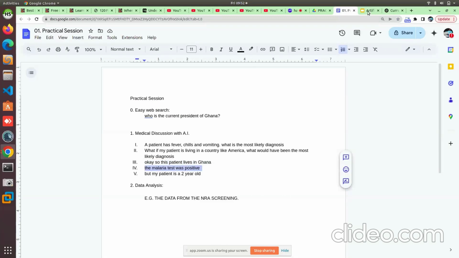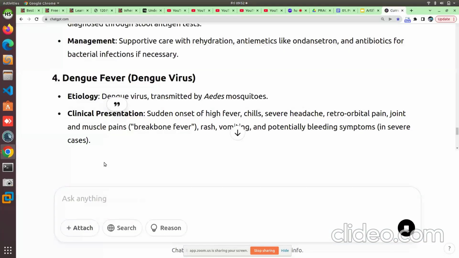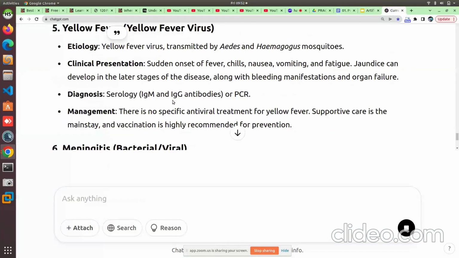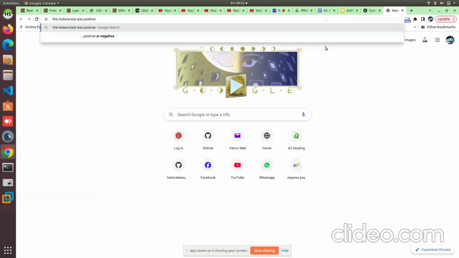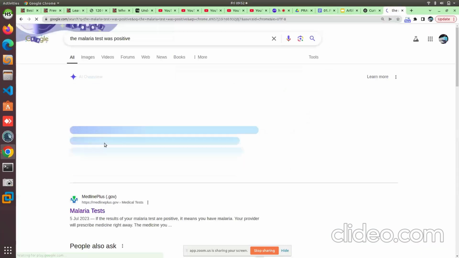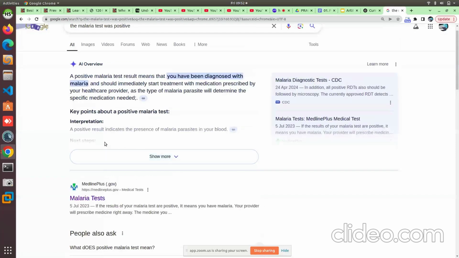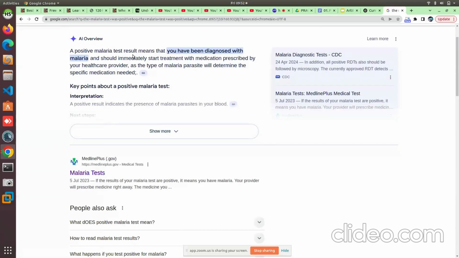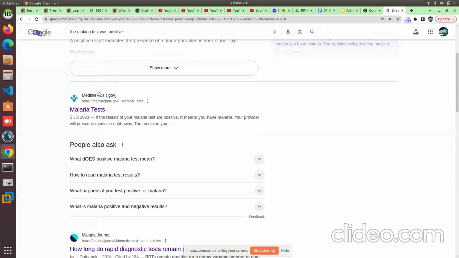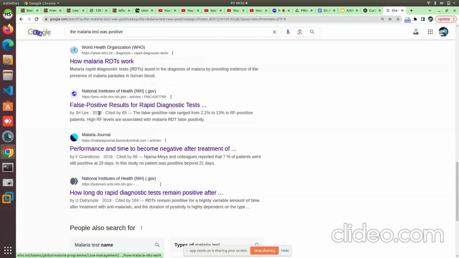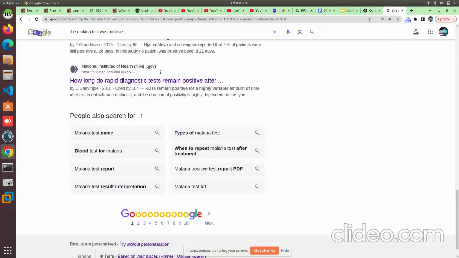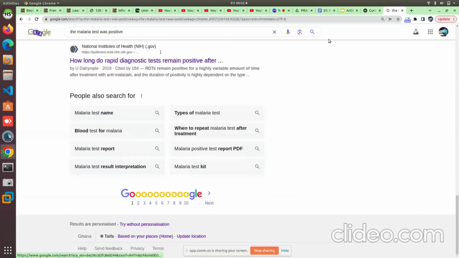Okay, so I'm going to ask it the next question. The test was positive. Remember, all this, because it understands context, it can discuss with you. If you go and paste "the test is positive" in Google, Google will not even know what you are talking about. Google also has some AI anyway, and it knows that I'm talking from Ghana, so it will just give you some websites where you can see information. It's not actually in context.